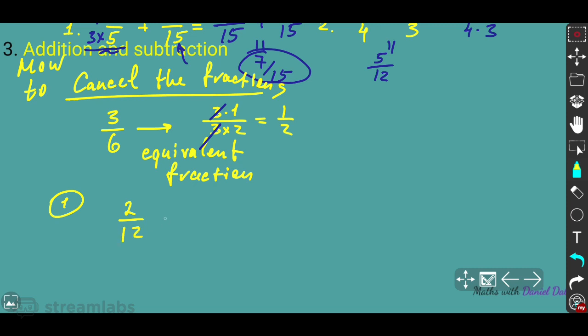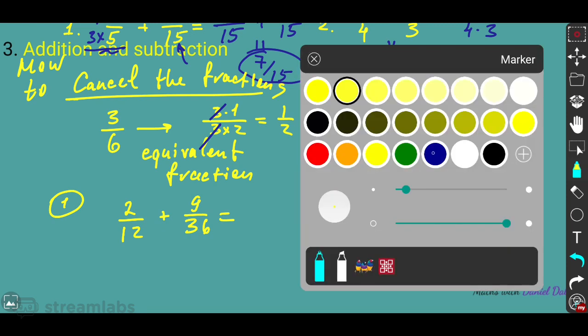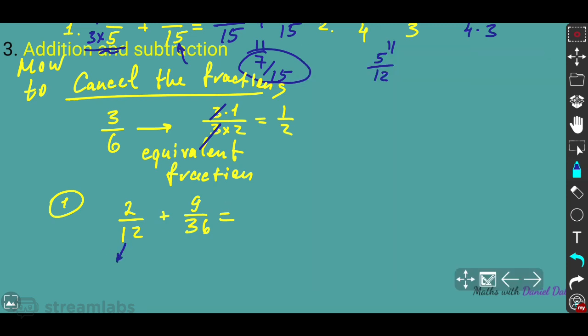2 over 12, we add, let's say, 9 over 36. All right, so what we can do here, we can cancel 2 over 12 and 9 over 36 before doing any operation. So instead of 2 and 12, we will have the following. 12 is simply 2 times 6. Why do I represent it exactly as a product? Because you can always cancel when you have multiplication between numbers.